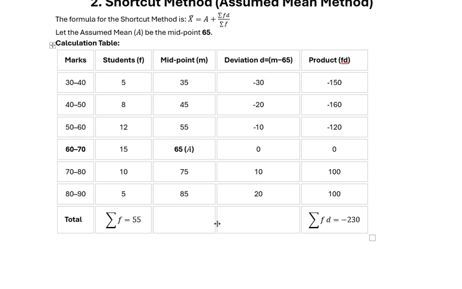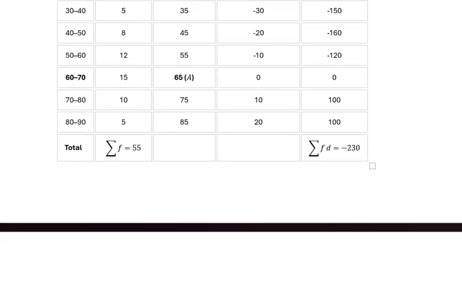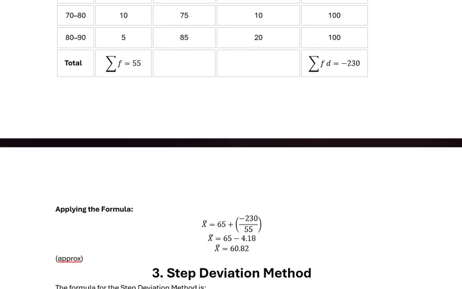Frequency as per the question is 55. Now, what we have to do, put the values in the formula. Mean is equal to assumed mean, which as per the question we have taken as 65, plus minus 230 divided by 55. So minus 230 divided by 55 will become minus 4.18. So 65 minus 4.18. So the mean as per the question will come as 60.82.